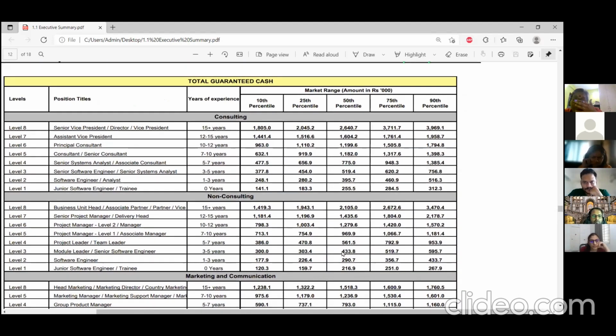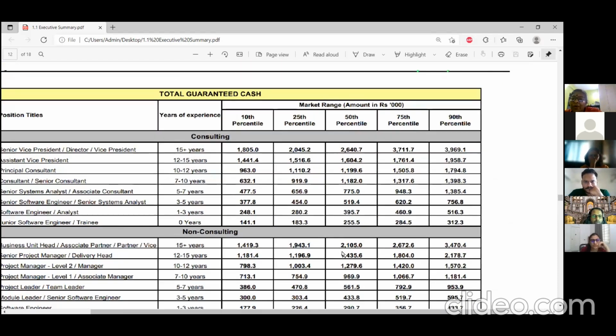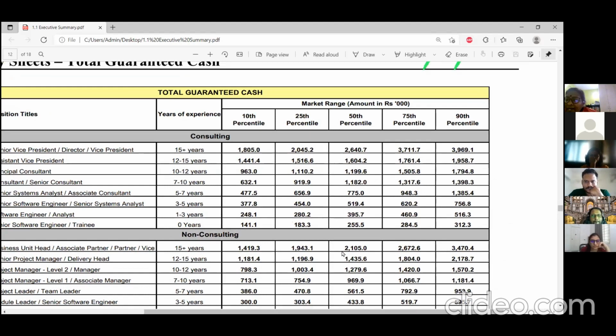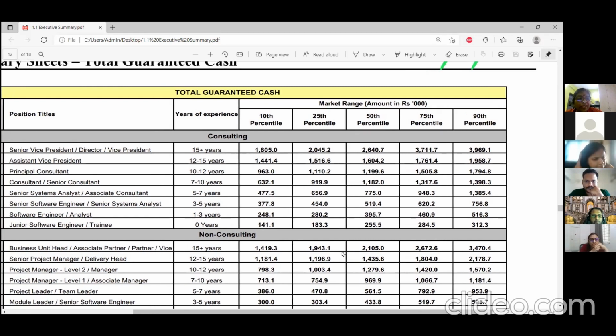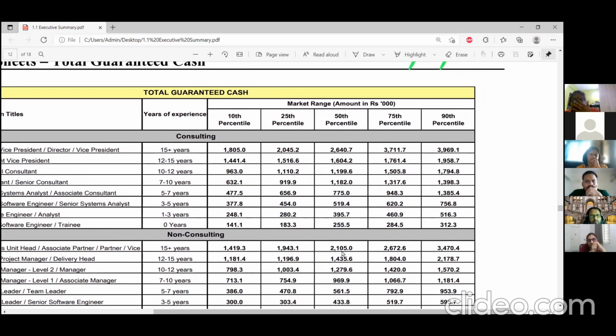In any report, when you see market data, let me make it very clear. Are you able to see? When you get a published report, it will contain a list of companies and a list of benchmark positions. You will have the data for these benchmark position titles in a percentile format. I could take 25 companies, 100 companies, or only 15 companies, but you will do statistical treatment, analyze the data and put it into a percentile format.